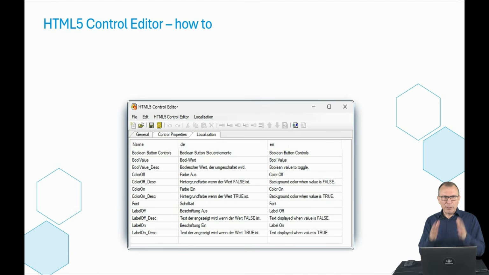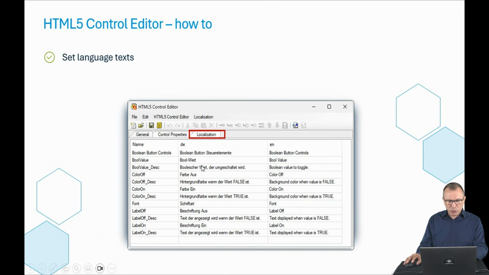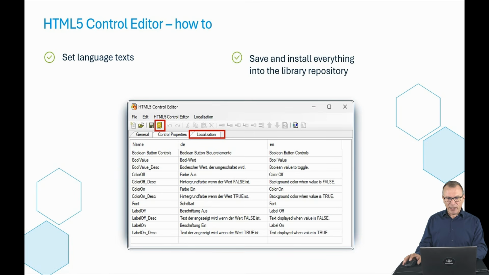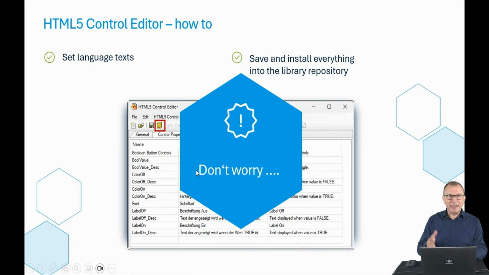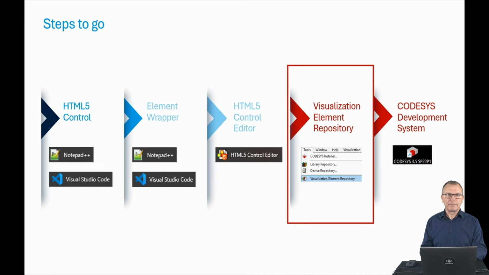Furthermore, as I already mentioned, the localizations, the text. So here I have a German and an English UI. And after I've finished all these settings and saved this XML file, I need to install it to the library repository here by means of that button. So this was the third step. Again, here, don't worry, we get help.